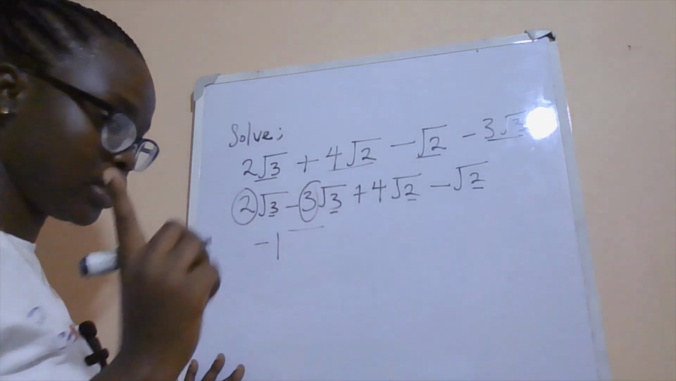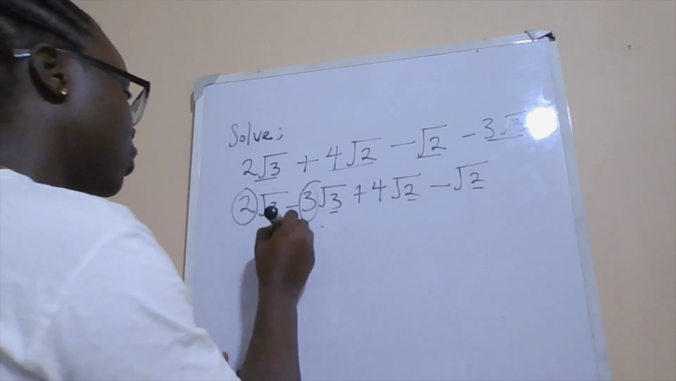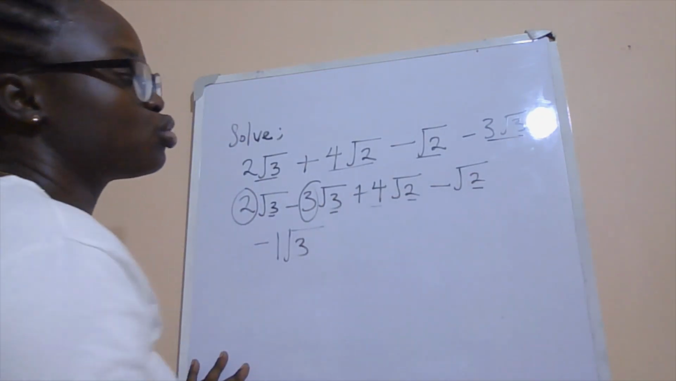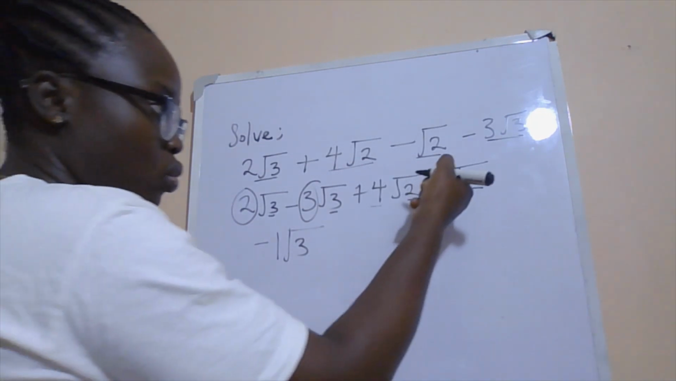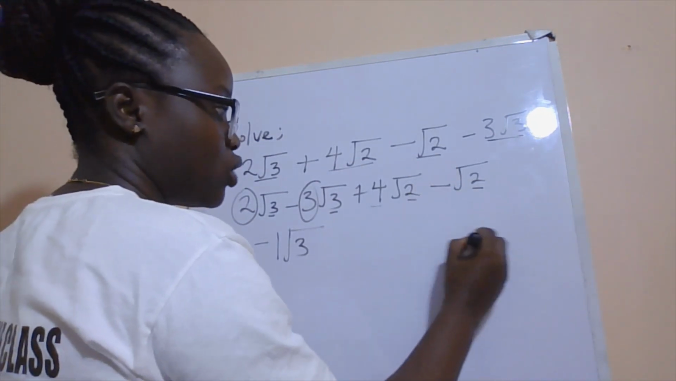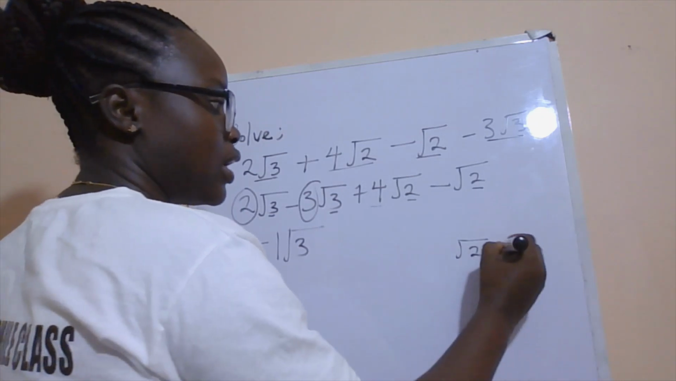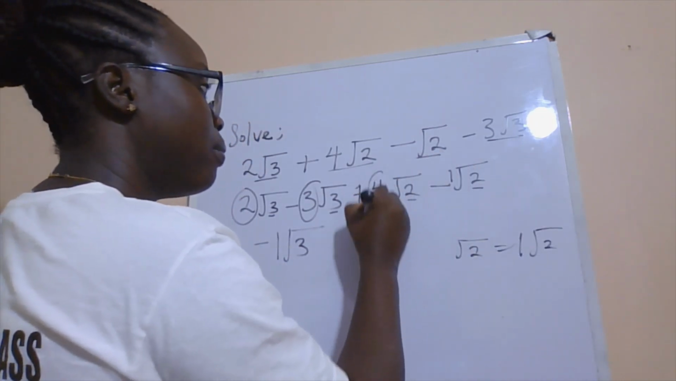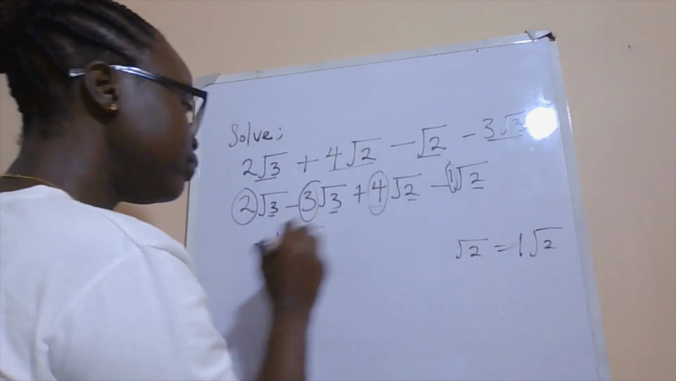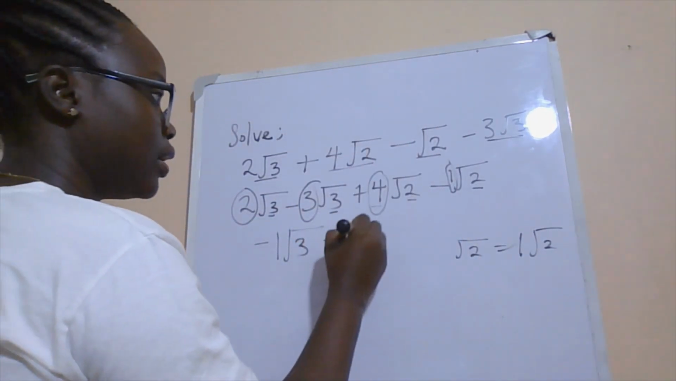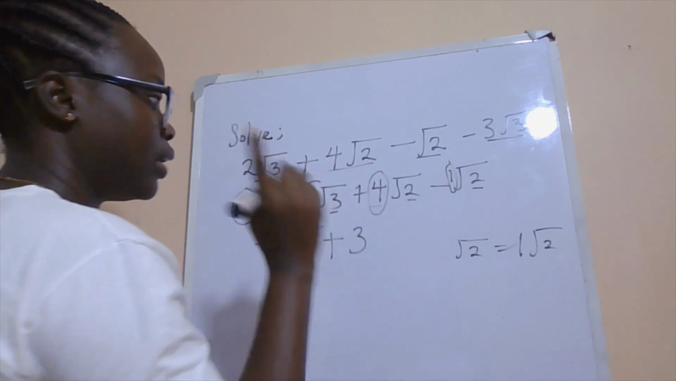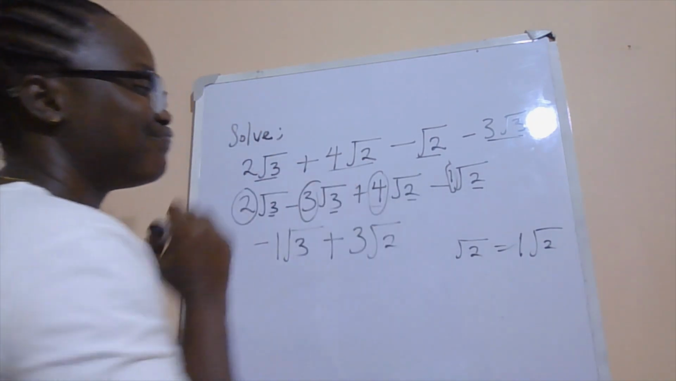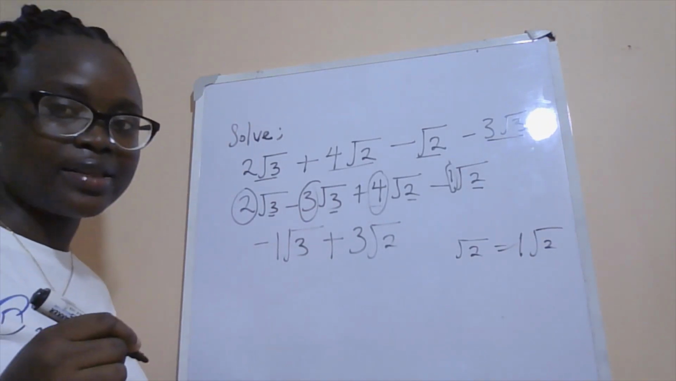Note, minus 1. We have root 3. Then we have plus 4 minus root 2. Of course, there's an invisible 1 here. Note that root 2 is the same thing as 1 root 2. So we have 4 minus 1, and that gives us plus 3 root 2. And that becomes our final answer.